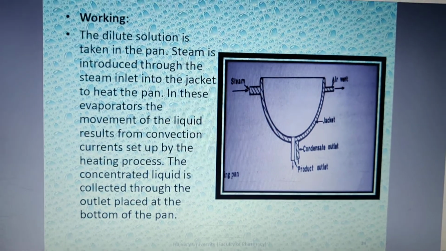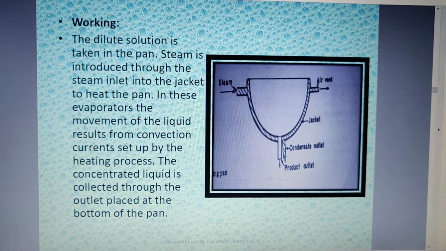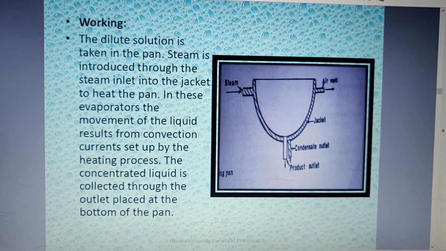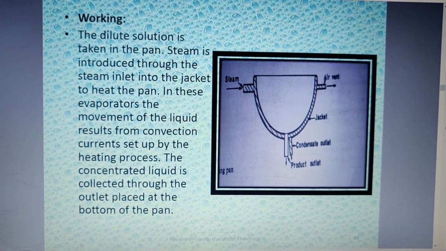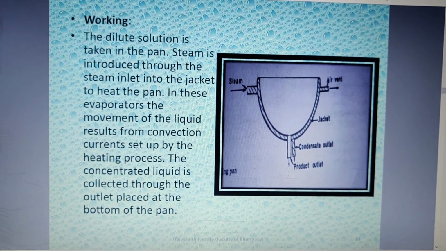Now I hope everyone has understood the working also. It is very simple: the dilute solution, or the aqueous extract, or acidic extract also, is taken in the evaporating pan. Steam is introduced through the steam inlet into the jacket to heat the pan.